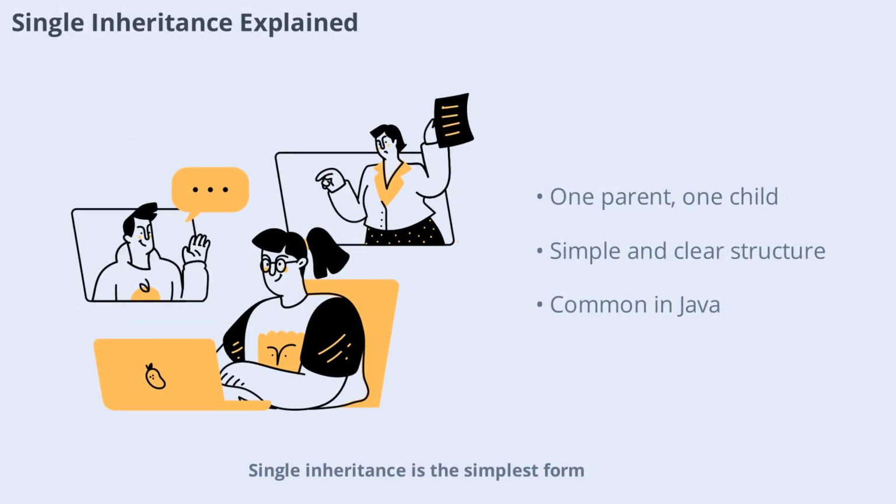Single inheritance is the simplest form, where a child class inherits from only one parent class. This structure is straightforward and helps maintain clarity in your code. For example, if you have a class animal and a class dog that extends animal, dog inherits all the properties and methods of animal. This makes it easy to reuse code and add specialized behavior in the child class. Single inheritance is the most common form used in Java applications.